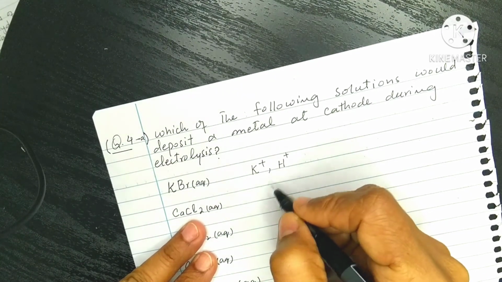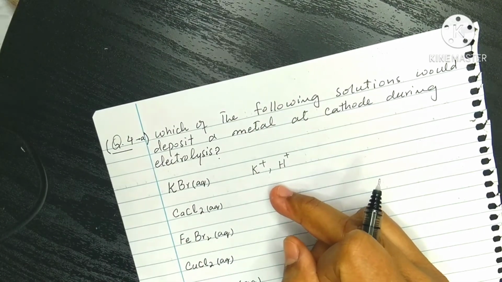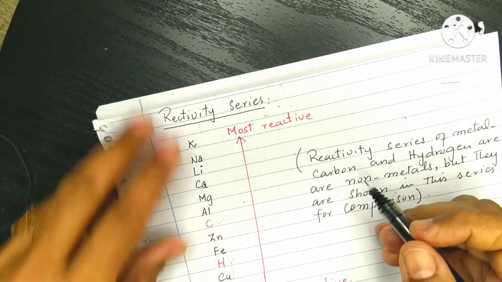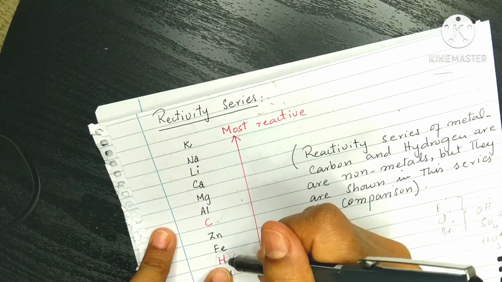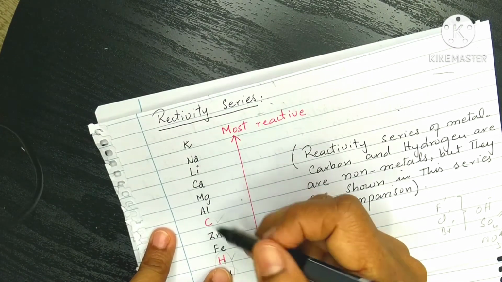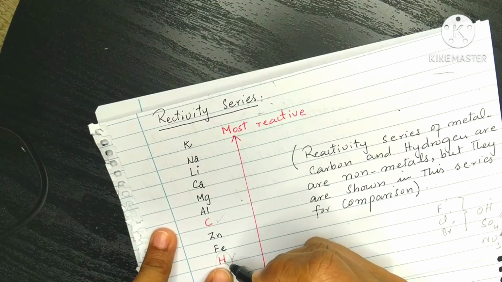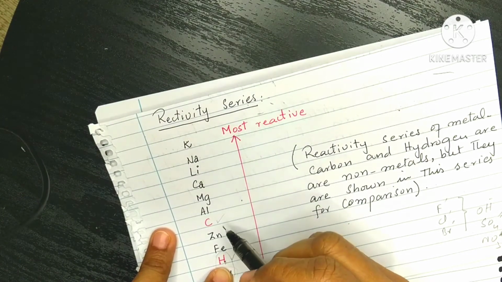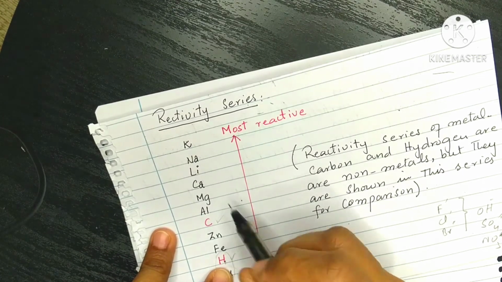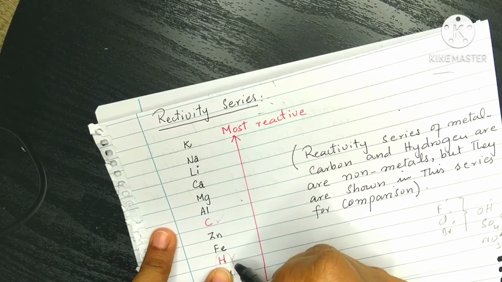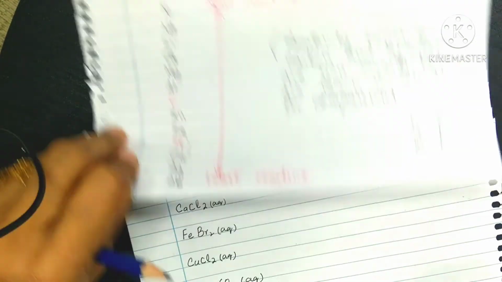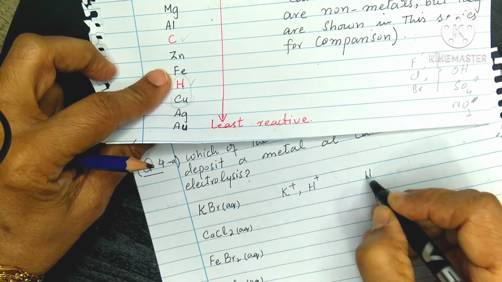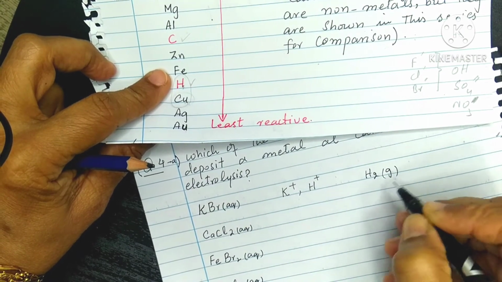It depends upon the reactivity series. In the reactivity series we compare potassium and hydrogen. Potassium is more reactive than hydrogen. If we have two ions at the cathode, the ion which has lower reactivity will deposit at the cathode and the other ion will remain in the solution. In this case, hydrogen is less reactive than potassium, so the hydrogen ion will convert into hydrogen gas at the surface of the cathode, and hydrogen gas will be released, and the potassium ion will remain in the solution. In this case, hydrogen gas will be released at the cathode.